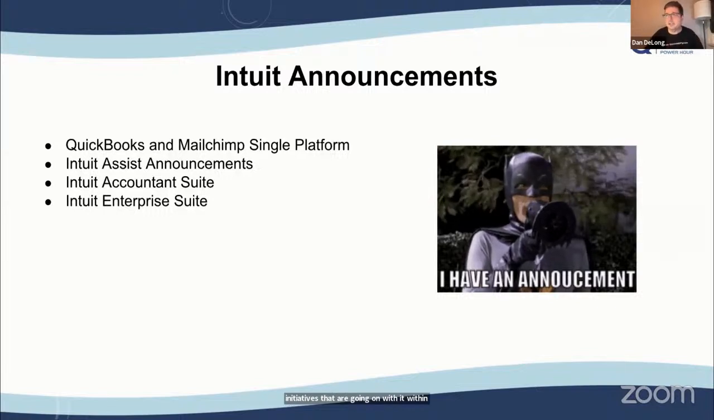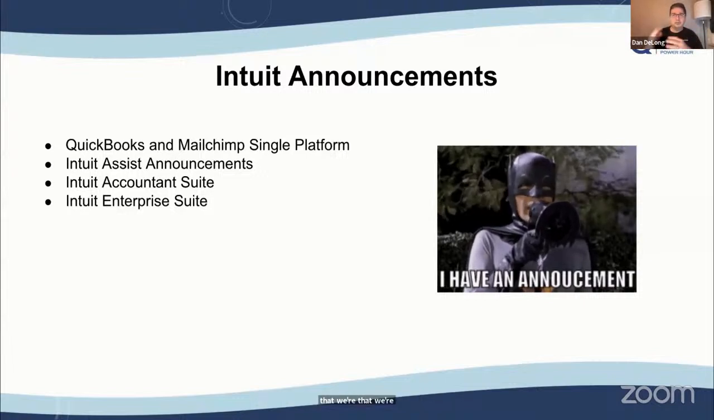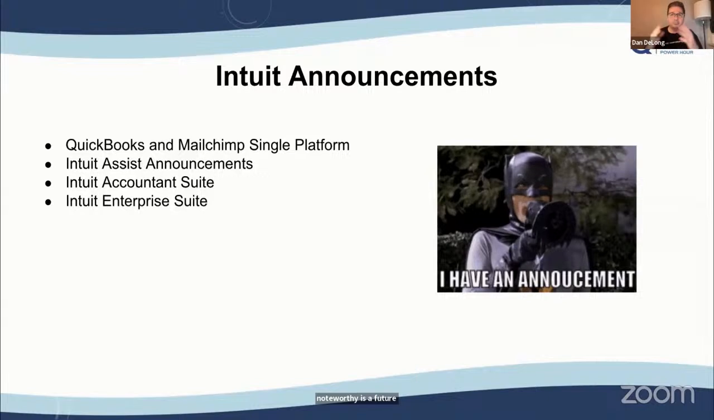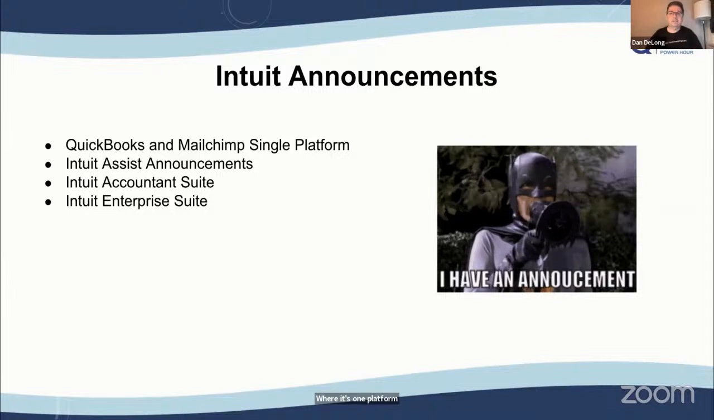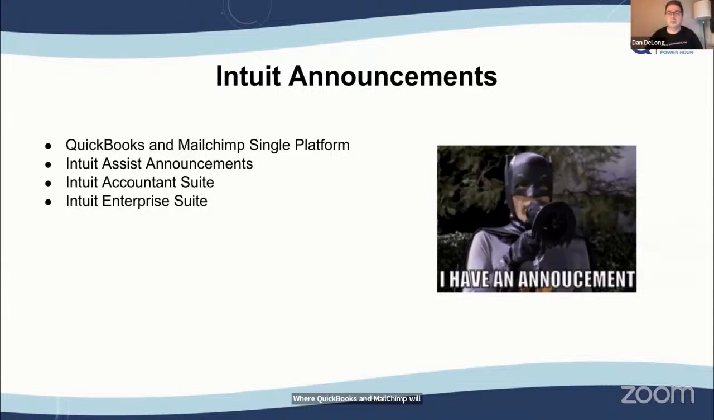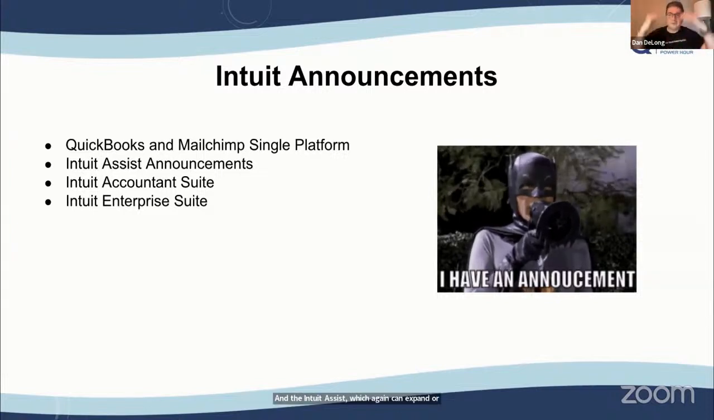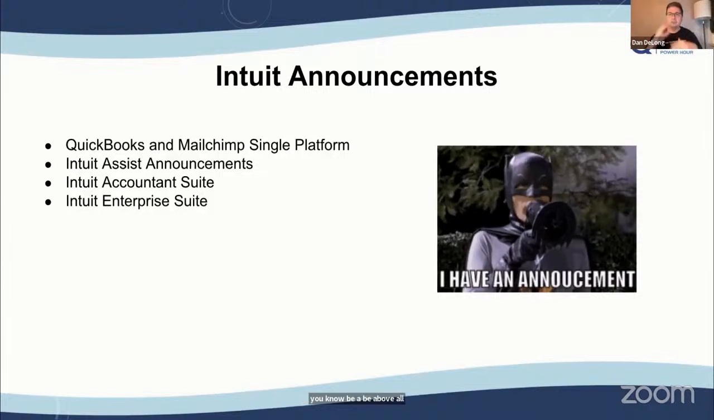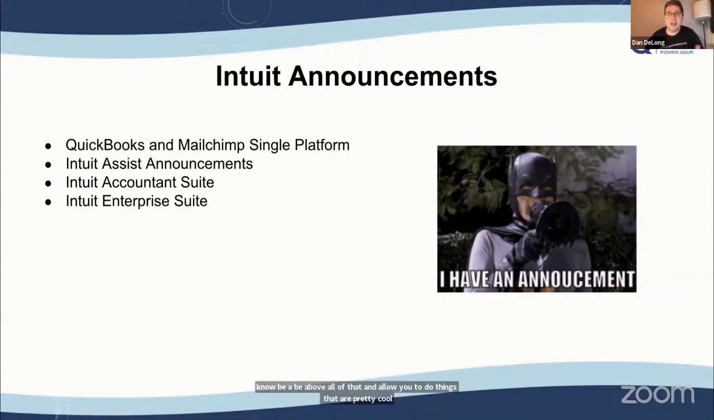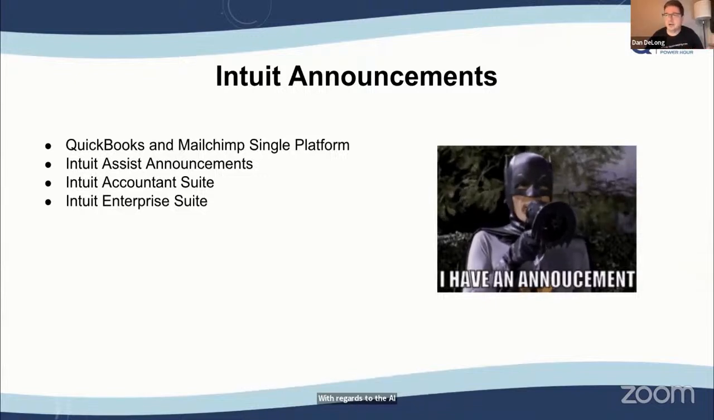Some of the things that they announced that were noteworthy is a future of QuickBooks, where it's one platform, where QuickBooks and Mailchimp will essentially be in one place. The Intuit Assist, which again can expand or be above all of that and allow you to do things that are pretty cool with regards to the AI tool that they're working on.